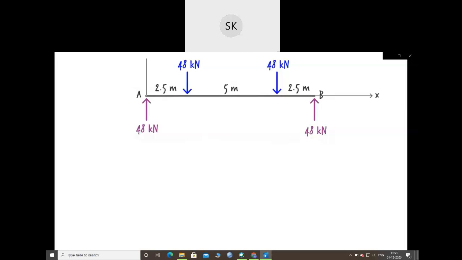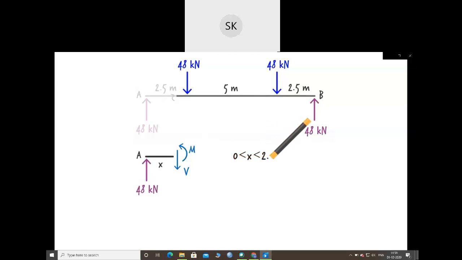So our equations are going to be written in terms of x. For each segment, we are going to cut the beam at some distance x from the origin, draw the relevant free body diagram, and then write the equilibrium equations so that we can express shear and moment in terms of x. For the left segment, we cut the beam at an arbitrary point between 0 and 2.5 meters. We label the distance from the left end of the segment, the origin, to the cut point as x, where x is defined between 0 and 2.5 only.